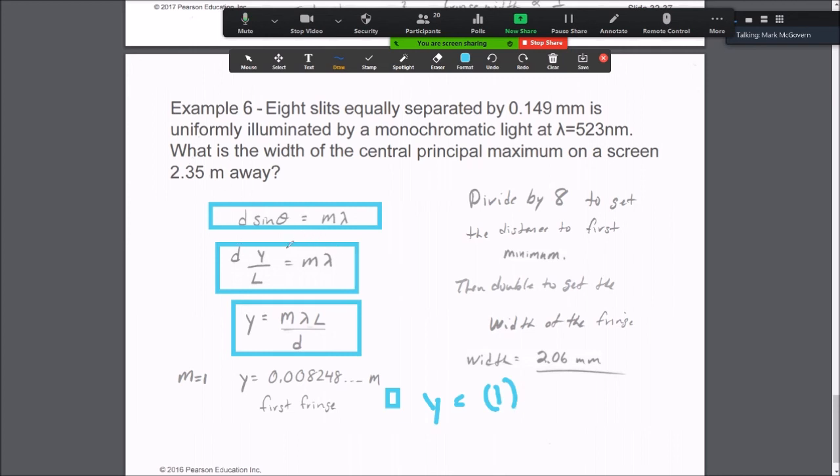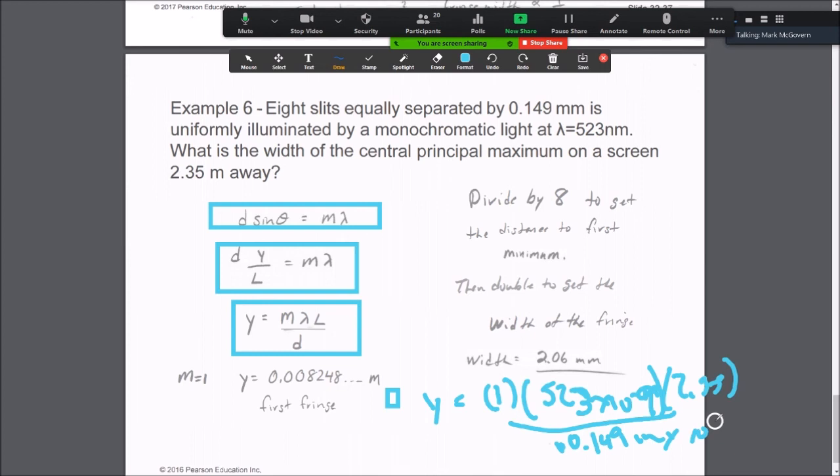My lambda is my lambda, so it's going to be 523 times 10 to the minus 9. What's L? 2.35. And I'm going to divide that by my 0.149 times 10 to the minus 3 because it's in millimeters, not meters. Sorry about that. So it's 523 times 10 to the minus 9, times 2.35 divided by 0.149 times 10 to the minus 3 because we got to convert things to meters. I end up with a 8.25 times 10 to the minus 6, which indicates the actual vertical distance in this equation here.